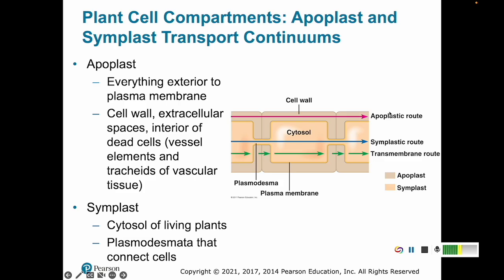The symplast is going to be what's in the cytosol of living plants. And if you remember, that cytosol is connected by plasmodesmata. So the symplastic route is going to be get into the first cell, and then once you're in the first cell, you just go from cell to cell through those plasmodesmata. That's the symplastic route.